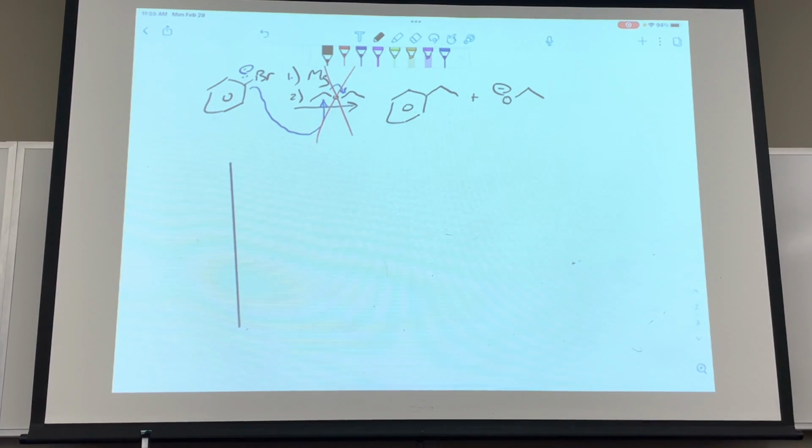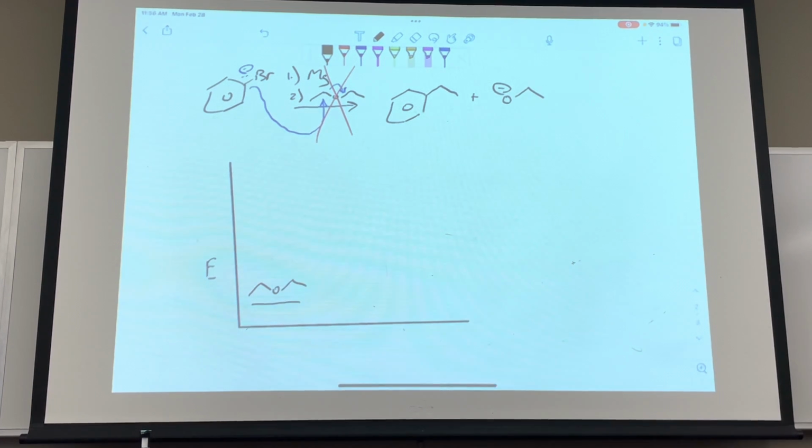Think about it in terms of an energy diagram. What we are trying to do in the second situation with the ether is an SN2 reaction where we kick out an O- leaving group. That is a very difficult reaction to accomplish because, again, your leaving group is so poor. That's a very, very high barrier to overcome.